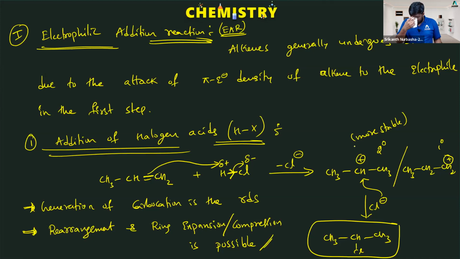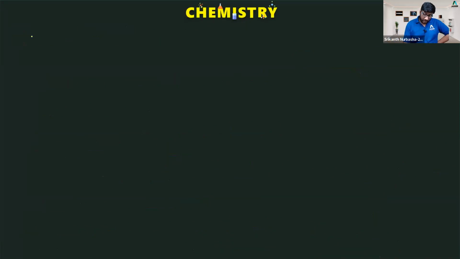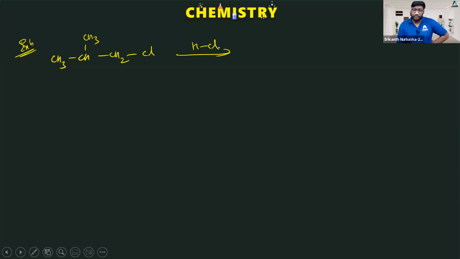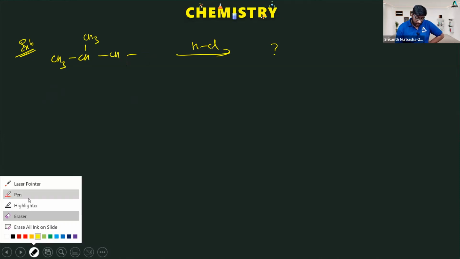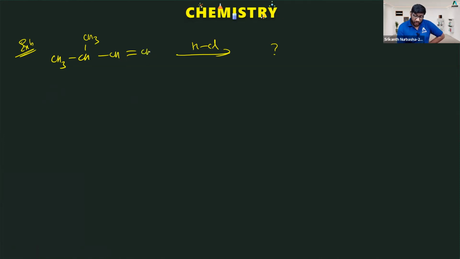We'll now include one more example to understand. Example: CH3, CH3, CH2, Cl treated with HCl. What happens? Sorry, I have taken an alkyl halide. We have to take an alkene: CH3, CH3, CH double bond CH2, with HCl. So the solution goes like this.